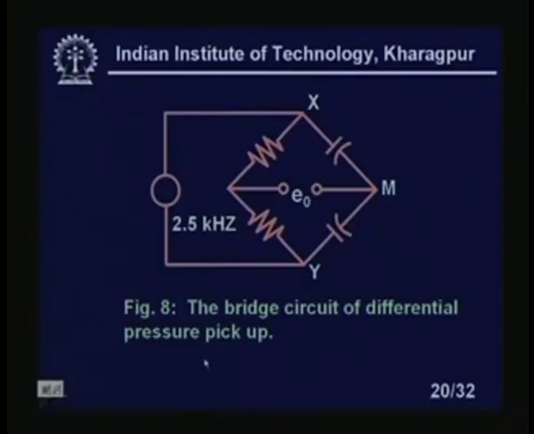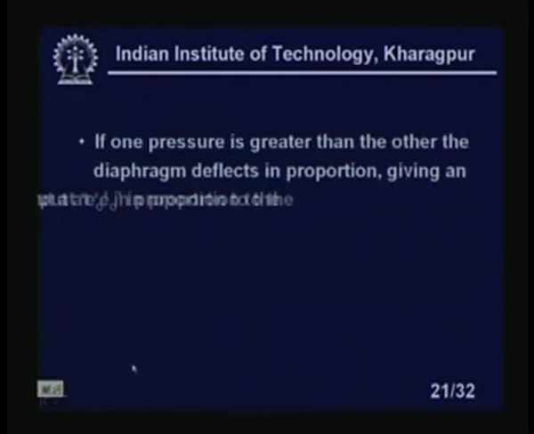Now, see, this is our signal conditioning circuit, the bridge circuit of the differential pressure pickup. We have X and Y and M, the movable plate, and two capacitors. What will happen? If this increases, this will decrease. That means, if this increases, I am sorry, let me go to the previous slide. Yes.